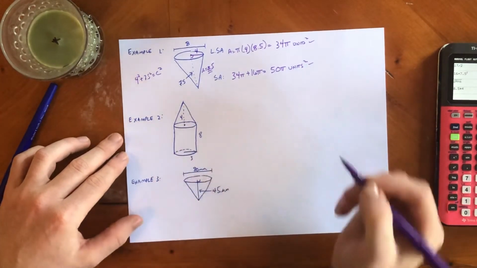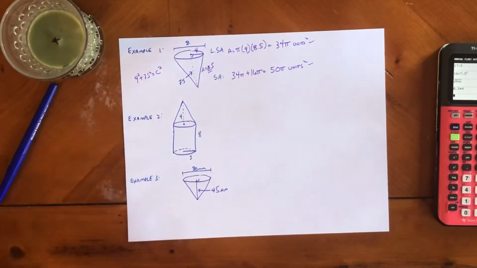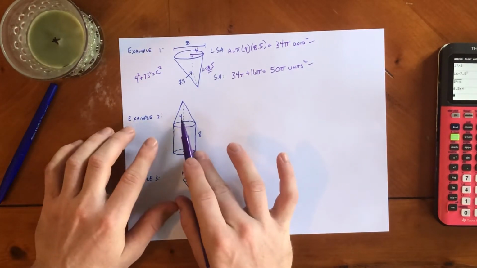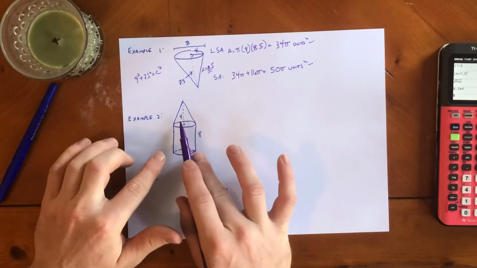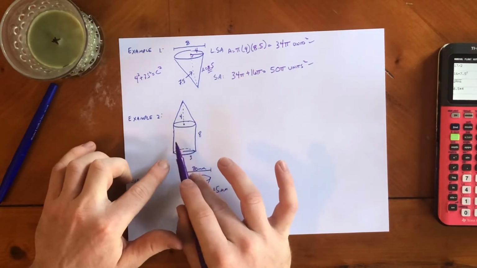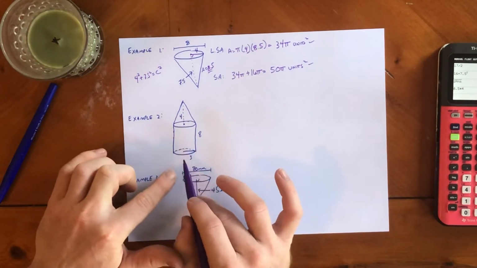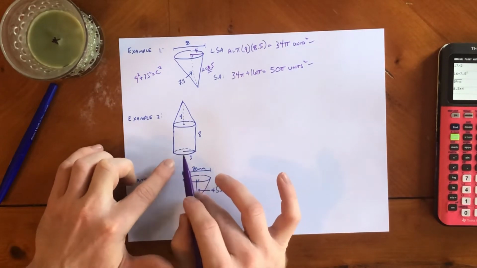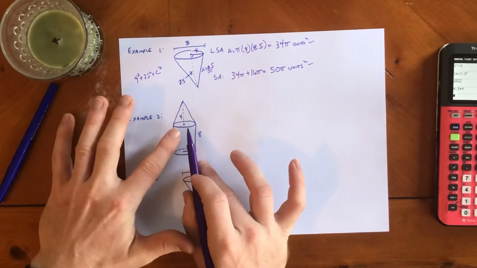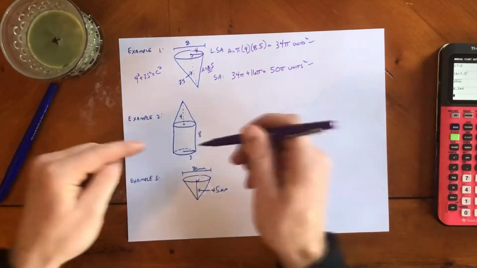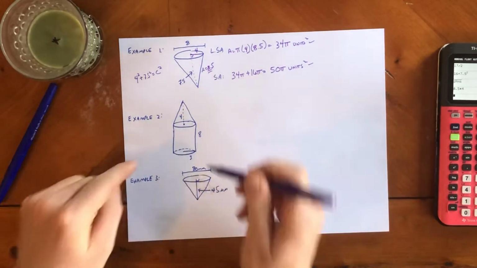All right, example 2. So we're going to find just the total surface area of this. When you look at this, it's going to be the lateral surface area of the cone plus the lateral surface area of the cylinder plus only one circular base, because we can only touch this one. We can't touch these in here because the shape is hindering our touching of it.